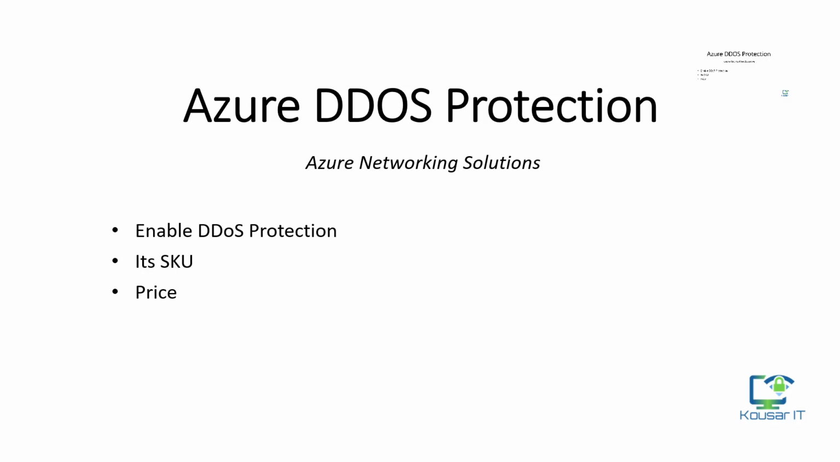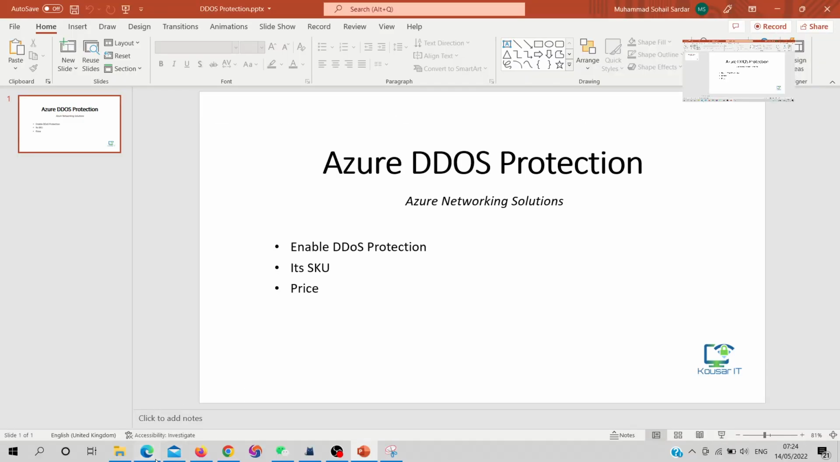Today I'm going to discuss the Azure DDoS protection plan. In this I will deploy and configure the DDoS protection plan and enable it with the virtual network. Then I will show you about its SKUs, like standard or basic. But in this lab I will deploy the standard protection plan, and then I will show you the different prices according to the region. And now we will go to the Azure portal and start deploying.